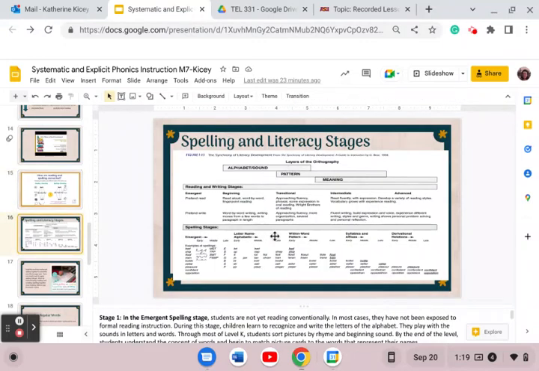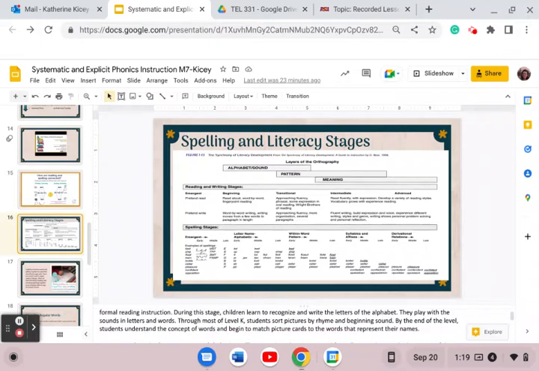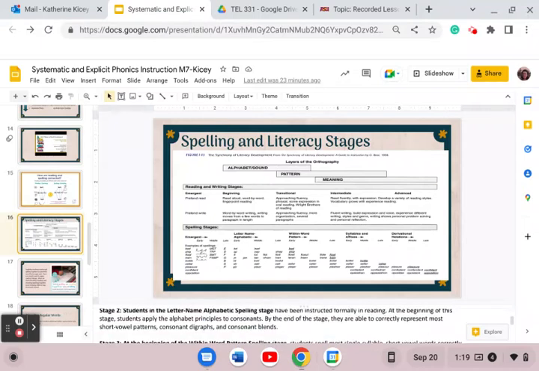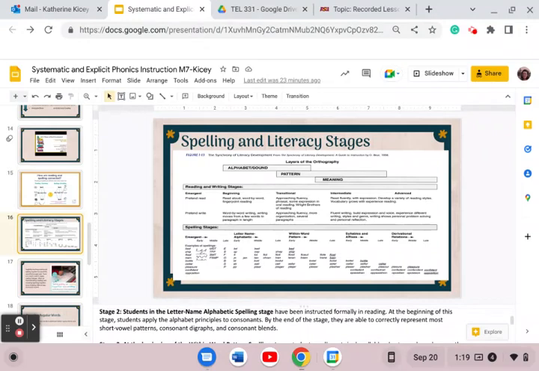And then there are the stages of spelling. Stage 1 is the emergent spelling stage. They're not reading conventionally in most cases, but they might have some letters and sounds, so they might be able to sound out some. Stage 2 is the letter name alphabetic spelling stage. They have started to learn to read, and they would be applying the very simple concepts of alphabet sounds, so letter sounds, to spelling.